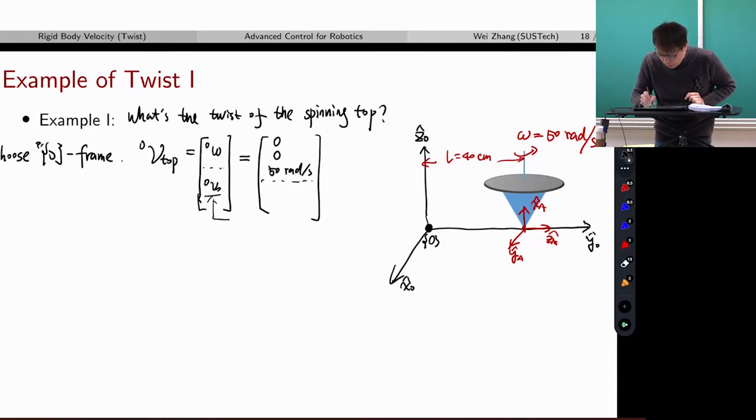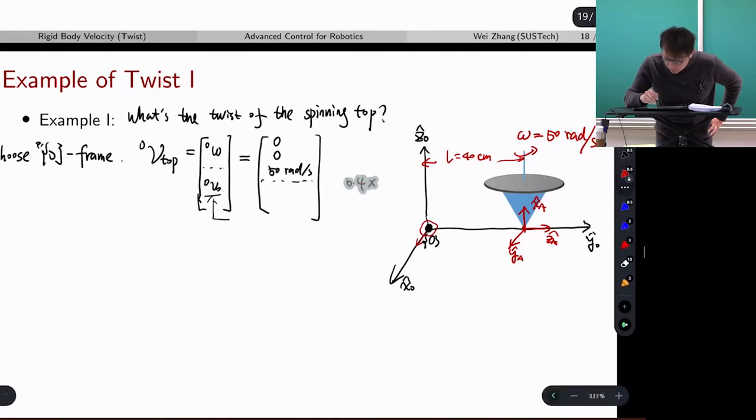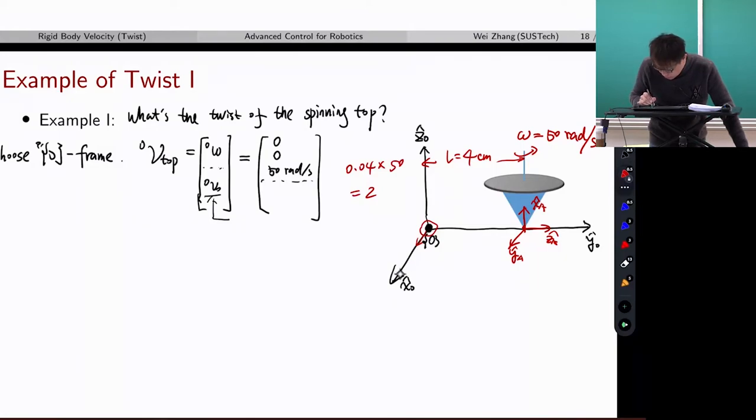Think about this thing is super big, right? There's a point here, currently rotating with this spinning top, what would be the velocity? That would be simple, right? So it should be pointing in this direction, right? It's 0.04 times what? Times 50. So it's 2, right? It's 2. So it's in which direction? In the XO direction. And you want to express in O frame, so here it is 2. What about other coordinates? They're all 0.